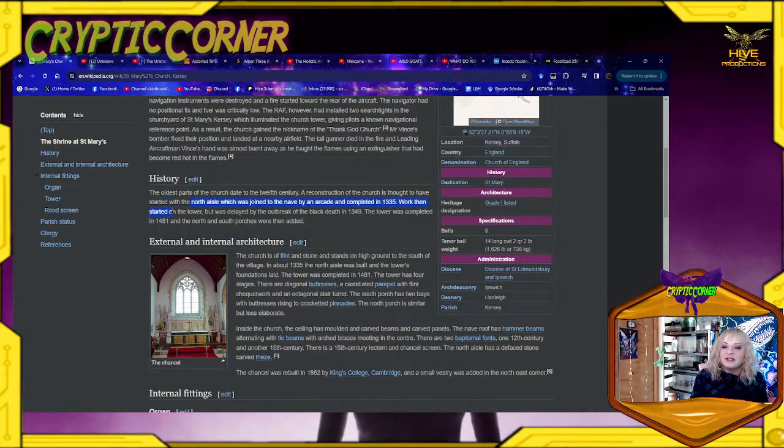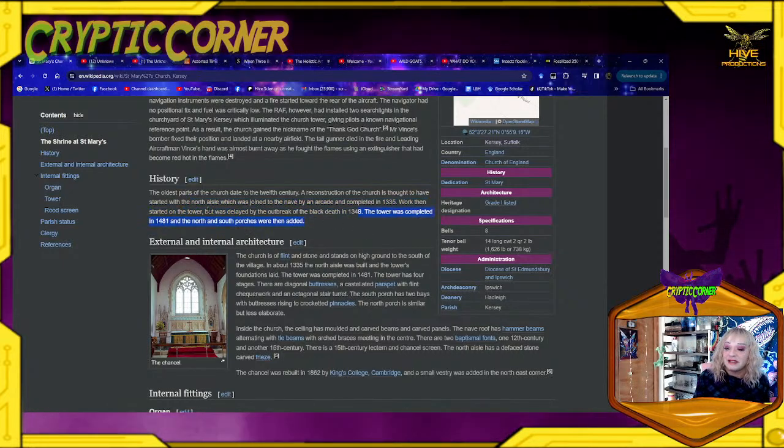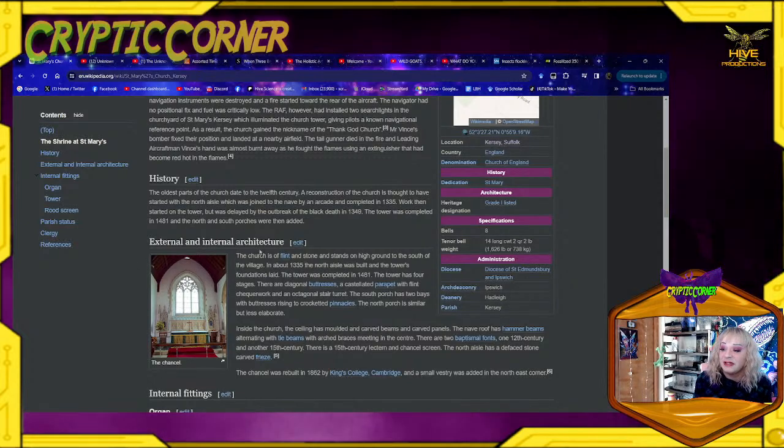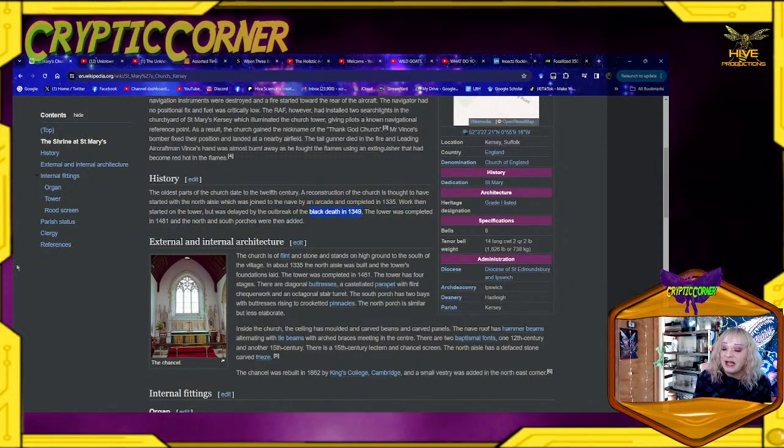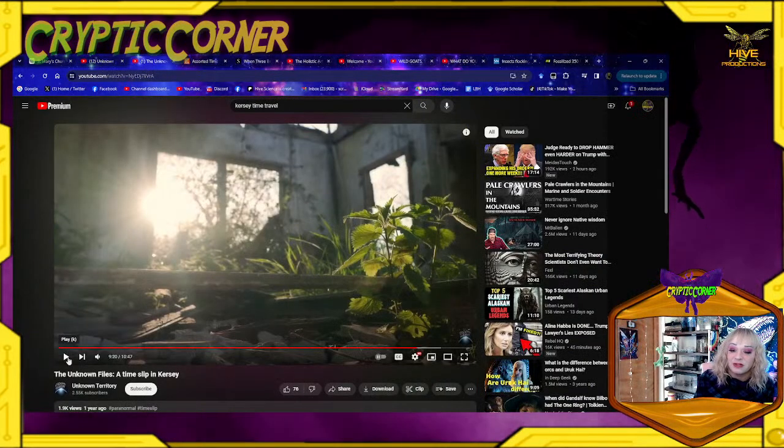The work on the tower had started, but was delayed by the Black Death. So they should have been able to see the tower. It should have been started. I'm not sure. It says right here the tower was started at the time of the Black Death. So I don't know if that's conflicting to you guys, or maybe I'm just looking too much into it.